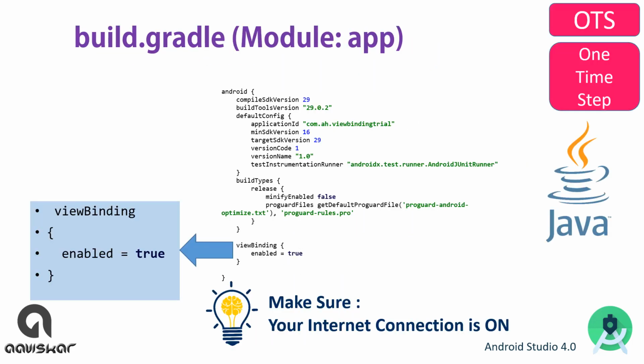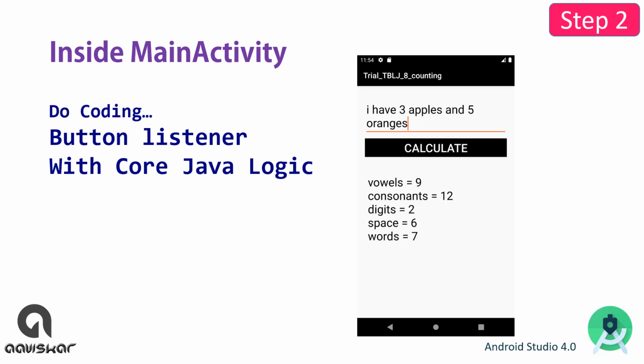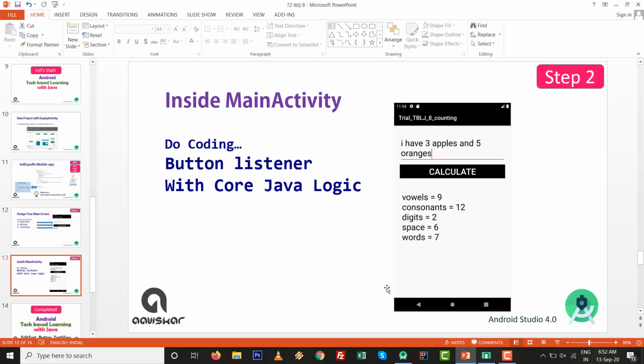Take a new project with an empty activity, and inside the build.gradle file, it is OTS, meaning a one time step. Write viewBinding enabled equals true, and make sure your internet connection is on. After that, design your screen with one EditText, one button and one TextView. It is very easy. Then do the coding for the button listener with core Java logic to find vowels, consonants, digits, spaces and words. So let's try this one.